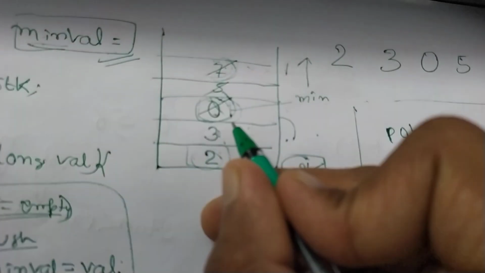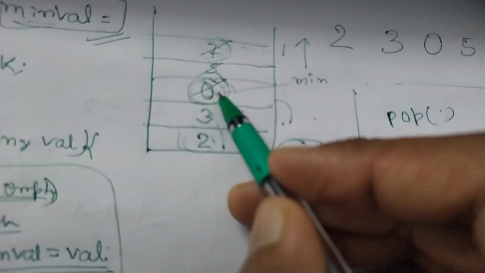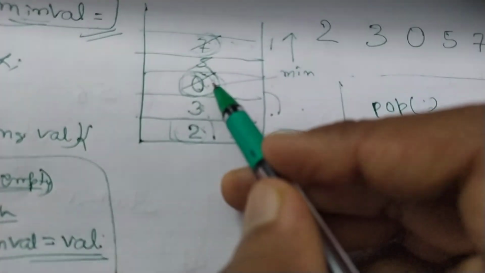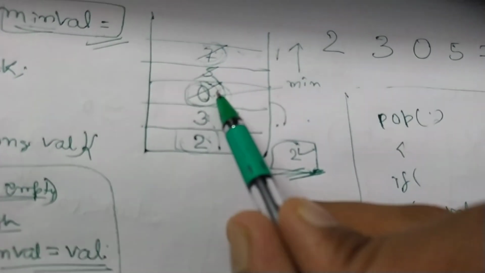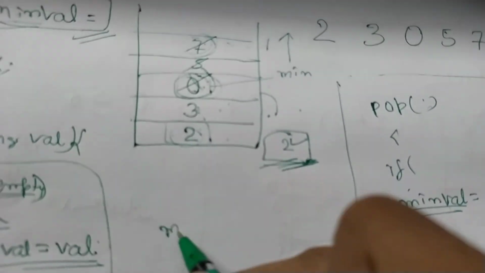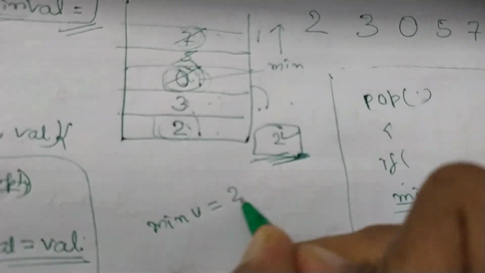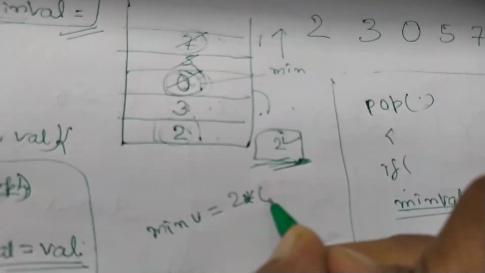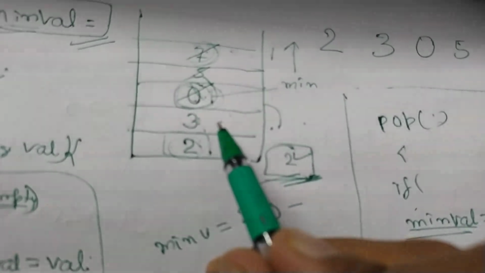Let's consider it this way in an example, like when 0 was to be popped out. Since 0 is less than or equal to our minimum value, what we're gonna do is update our minimum value. Minimum value would be equal to 2 into our minimum value, which was 0, minus stack top. What's there in the top?